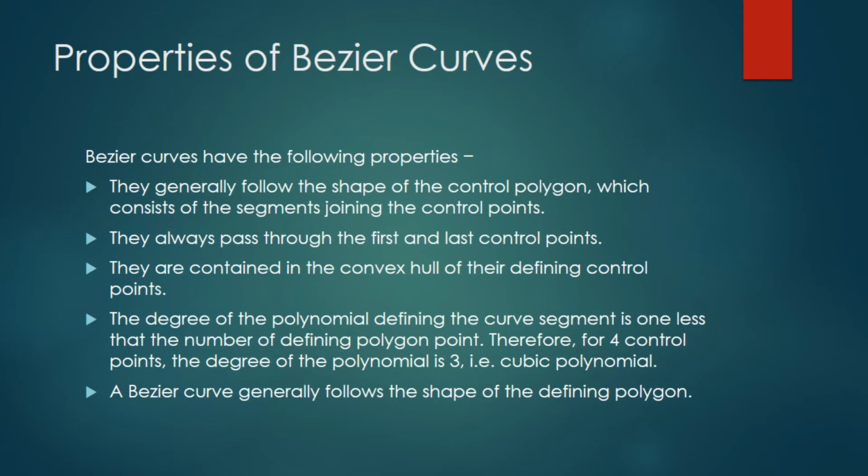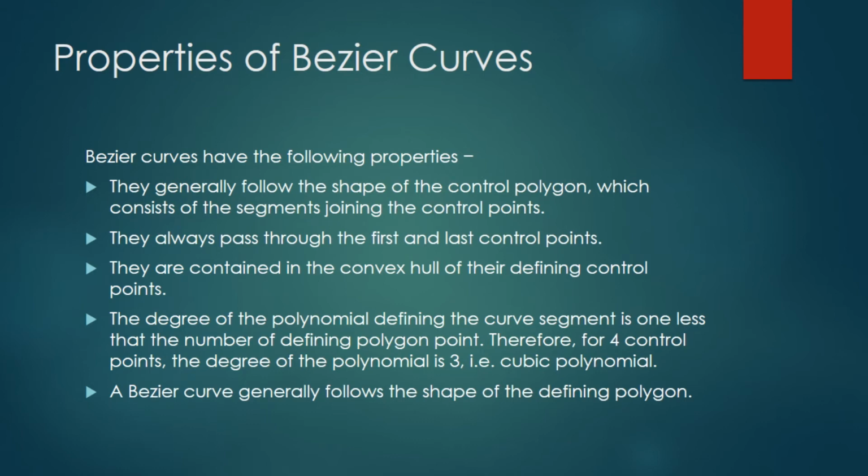They always pass through the first and last control points. They are contained in the convex hull of their defining control points. The degree of the polynomial defining the curve segment is one less than the number of defining polygon points. Therefore, for four control points, the degree of the polynomial is 3. An example is a cubic polynomial.